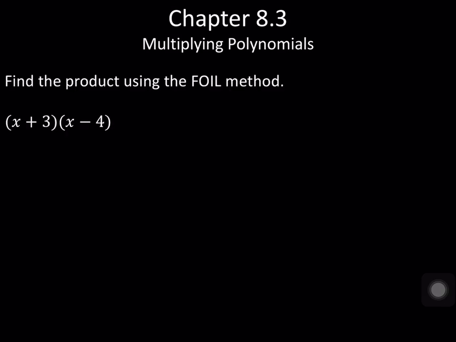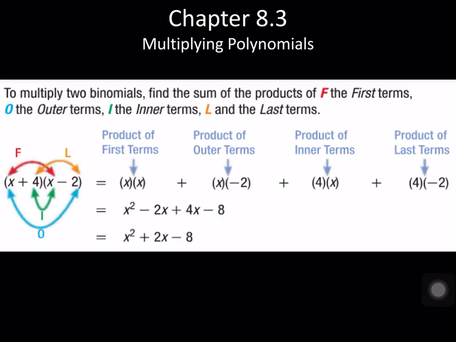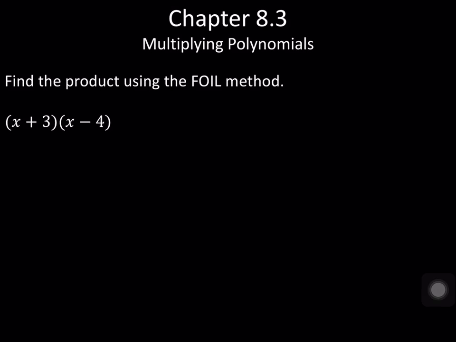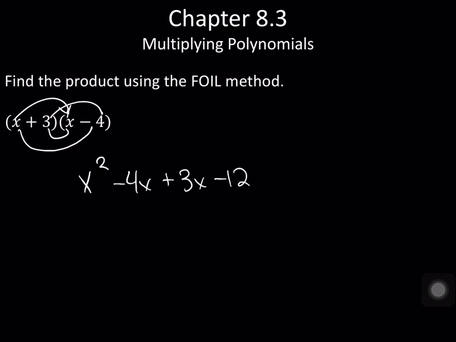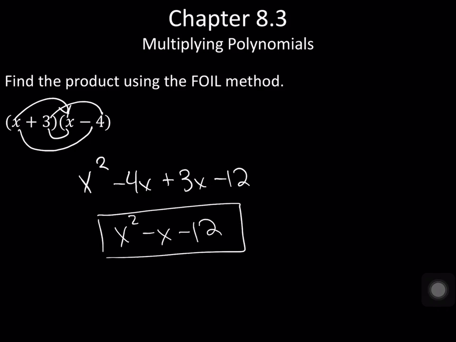Okay, so let's jump in and do one. You've seen one, so I'm going to give you a chance to do this first one, and we'll check and see how you did. First times first, x squared. Outer, negative 4x. Inner, positive 3x. Last, negative 12. The middle terms combine: x squared minus x minus 12. Okay?